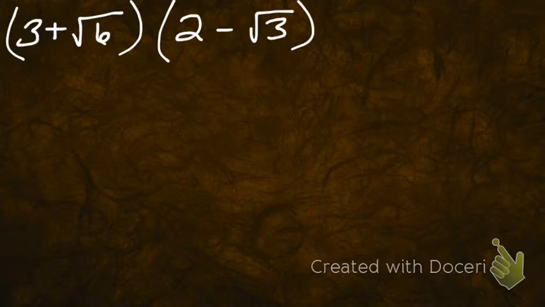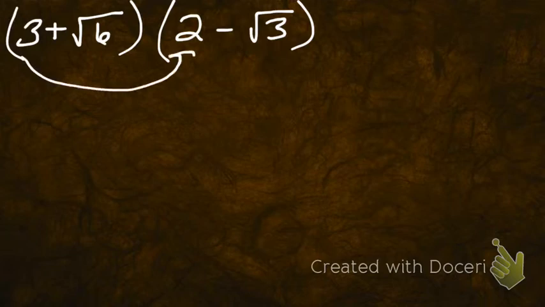Now let's talk about what happens when we add and multiply at the same time. What's that look like? What do you think we're going to do? Kind of looks like a distributive, a foiling type deal. And you are right. We're going to distribute the 3, we're going to distribute the root 6, and we're going to clean up the mess.